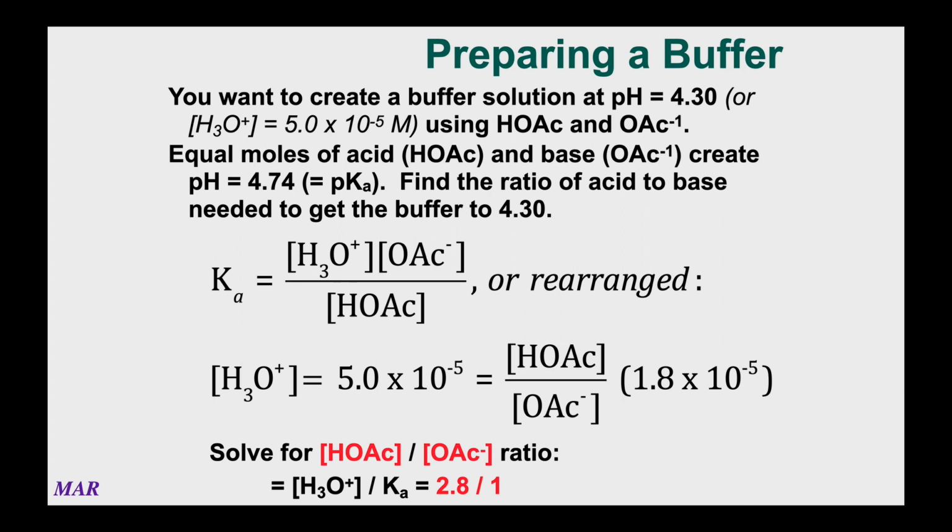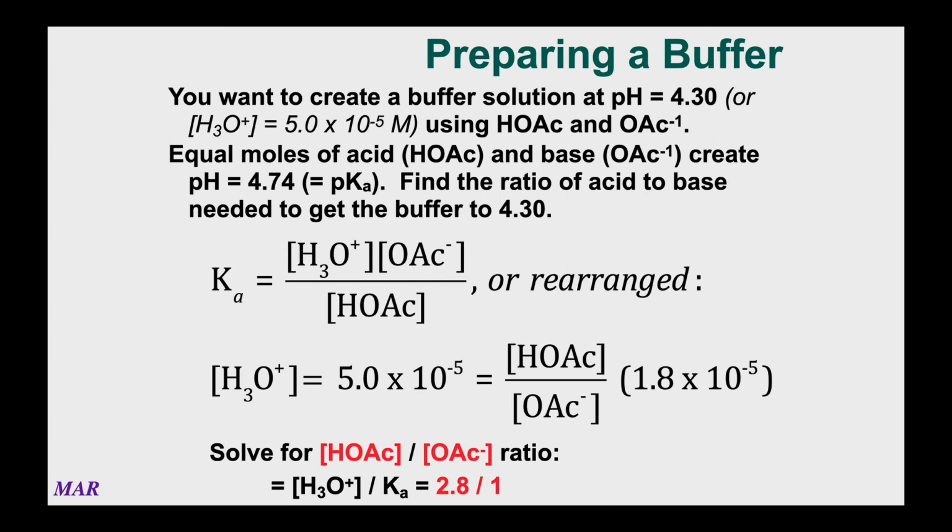So Ka equals hydronium times acetate divided by acetic acid. If you rearrange that, hydronium, which is 5.0 times 10 to the minus 5, equals acetic acid divided by acetate times 1.8 times 10 to the minus 5. So what we're trying to do here is solve for the ratio of the acetic acid to the acetate. If you take 5.0 times 10 to the minus 5, divide it by 1.8 times 10 to the minus 5, you're going to get a ratio of 2.8 to 1.